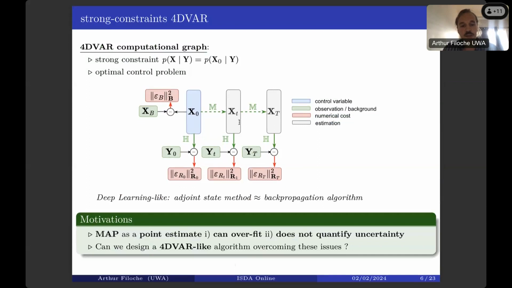But this kind of estimator is a point estimate, right? The algorithm only returns one value. And so this is prone to overfitting, for instance with very noisy data. And also it does not quantify uncertainty. So the question I'm asking is, can we design a 4D-Var-like algorithm overcoming these issues?